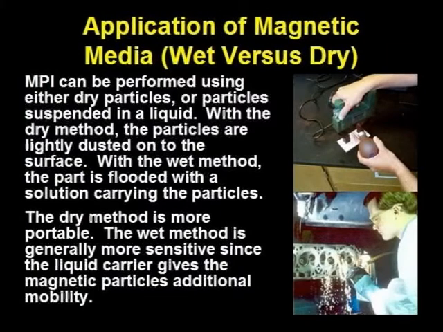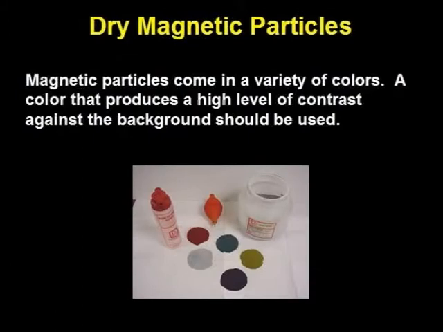After magnetization, the next step in the process is to apply the magnetic media. The media may be applied either wet or dry. Wet particles are applied by flooding the part with a liquid carrying the particles. Dry particles are lightly dusted on the part. The wet method is more sensitive because the fluid provides greater mobility to the particles. The wet method is sometimes applied during magnetization and sometimes after magnetization, if the test article retains the magnetization.